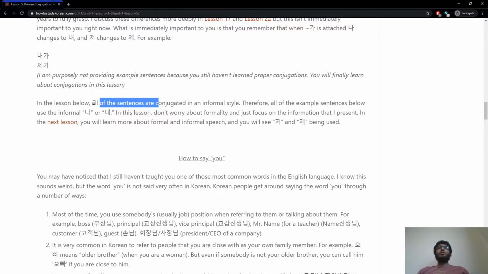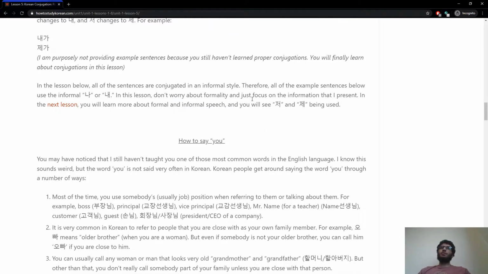In the lesson below, all of the sentences are conjugated in an informal style. Therefore, all of the examples below use the informal 나 or 내. In this lesson, don't worry about formalities, just focus on the information that he presents. Honestly, you shouldn't worry about formalities right now. Next lesson, you'll learn more about formal and informal speech, and you'll see 초 and 제 being used.